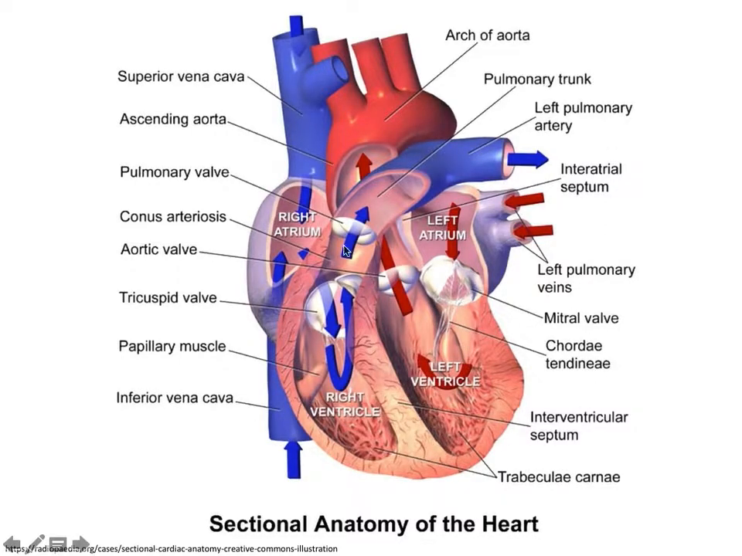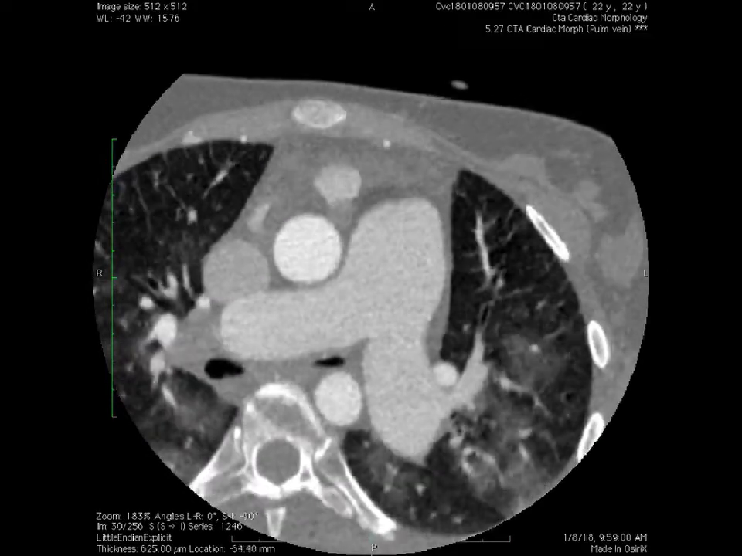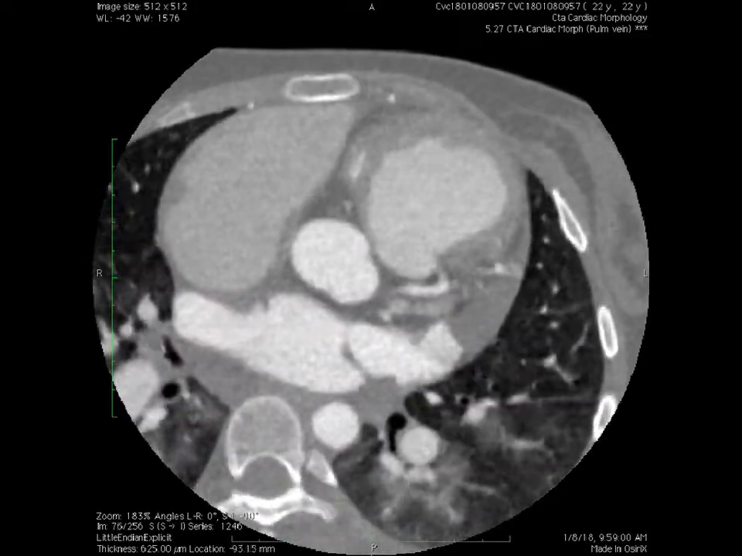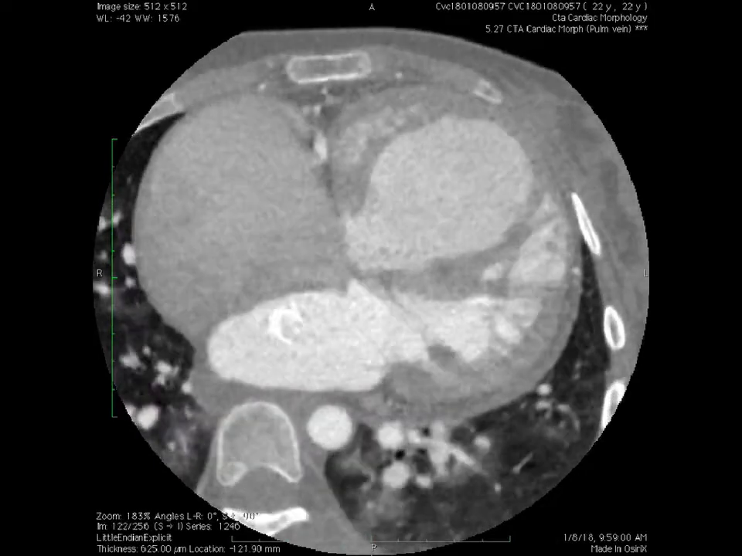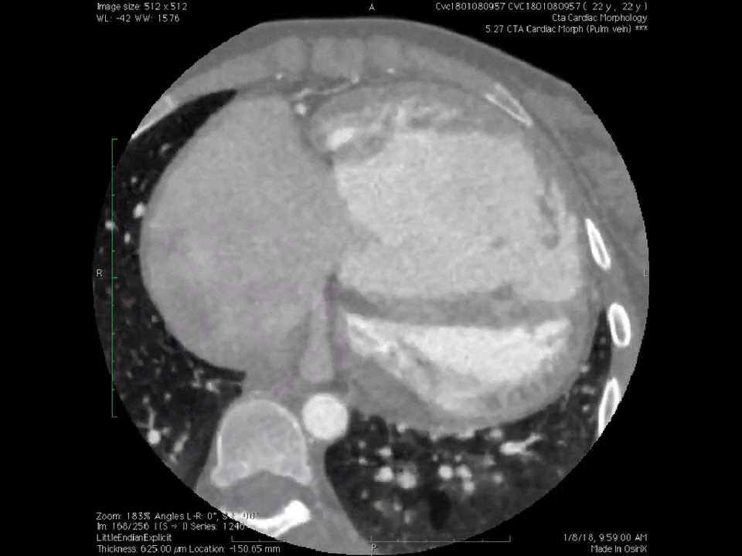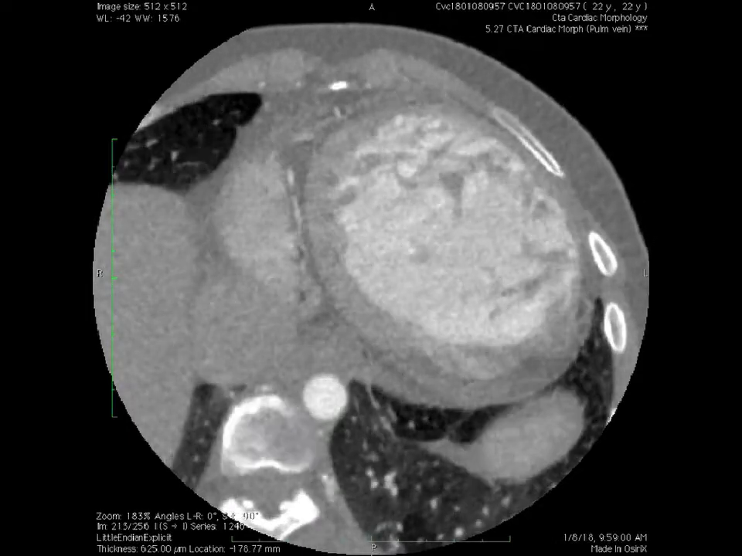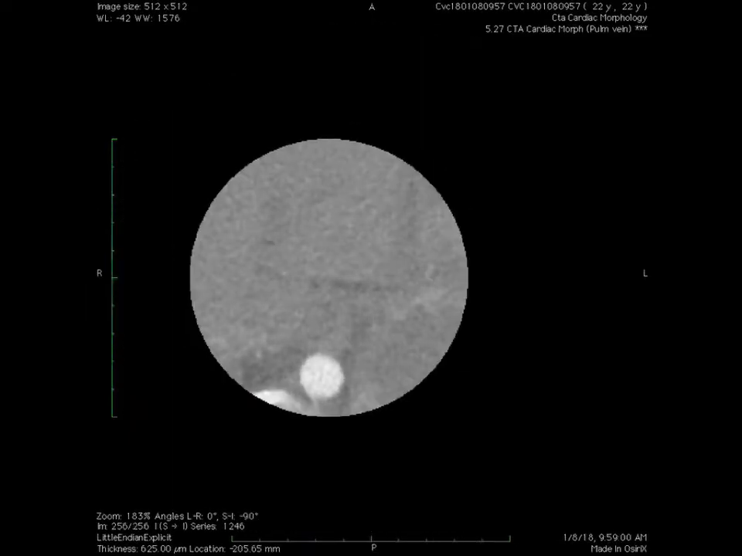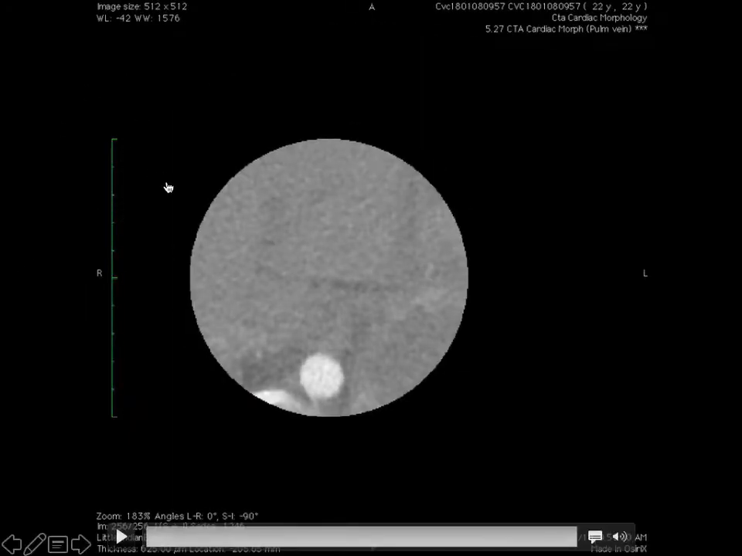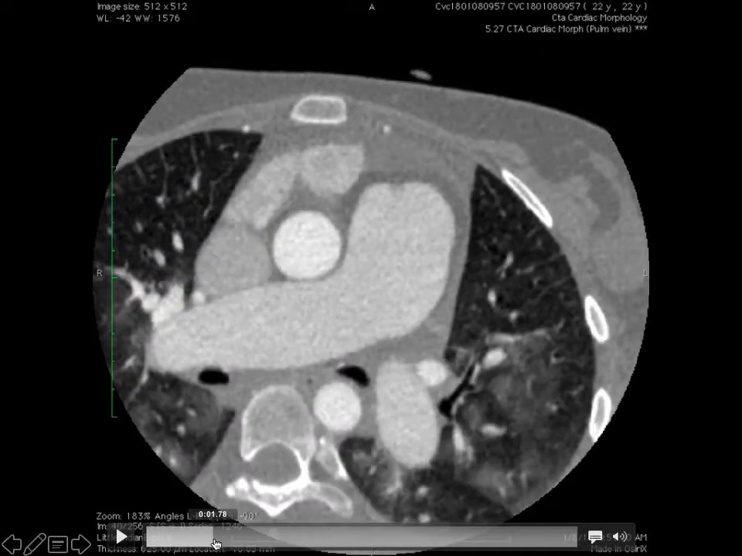Again, this is just a review of that diagram with all of the valves and chambers, etc. Okay, so here's an example of a CT scan at a particular phase in the heart cycle. And I don't know if you're all oriented yet as to what is normal and what's not normal, but let's go through this.